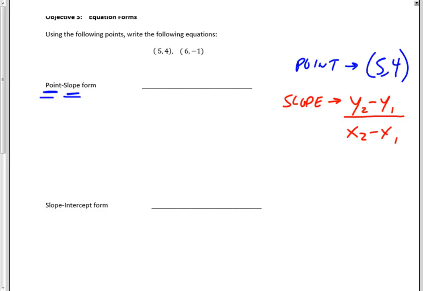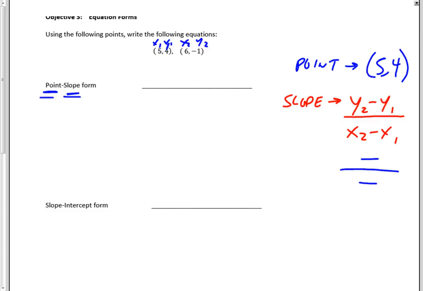Label x1, y1, x2, y2. When you're doing the slope, write it this way. Put a fraction bar, put 2 subtraction signs. That way you don't confuse it with any of the numbers that are up here or any of the negative signs. So put subtraction over subtraction.